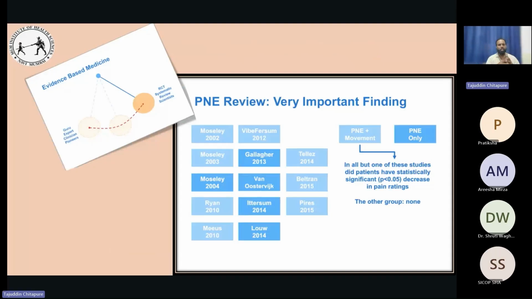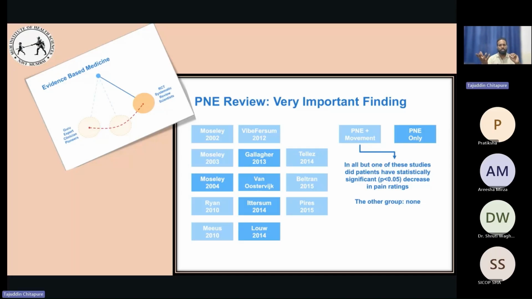Now the PNE has many important reviews where it has been shown that if you are incorporating exercises along with PNE, you will get a better outcome. 100% only PNE is not the solution in chronic low back pain or chronic MSK patients, right? So you need to have some exercise model along with your PNE session. So PNE with exercise gives better outcome results.